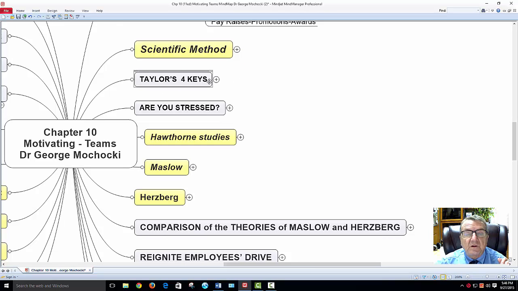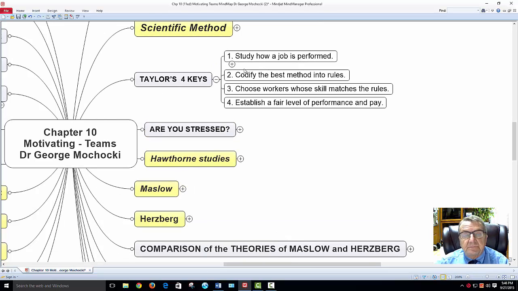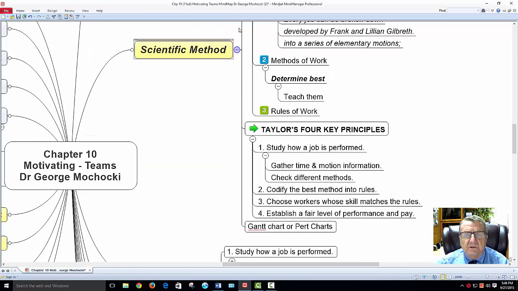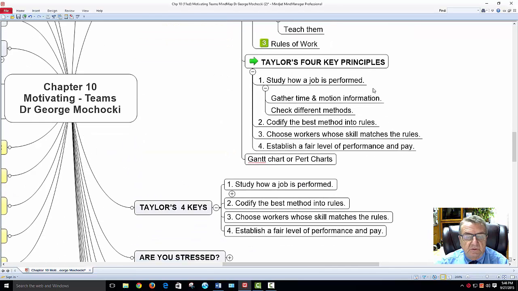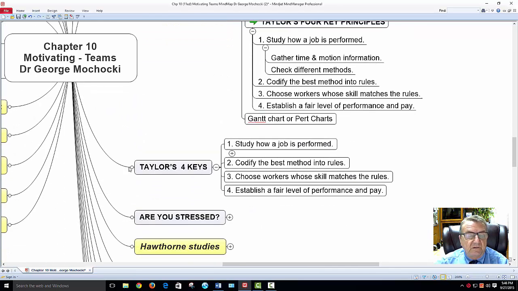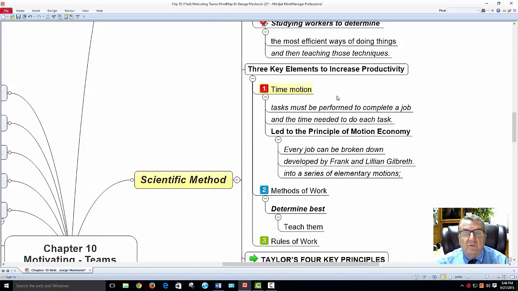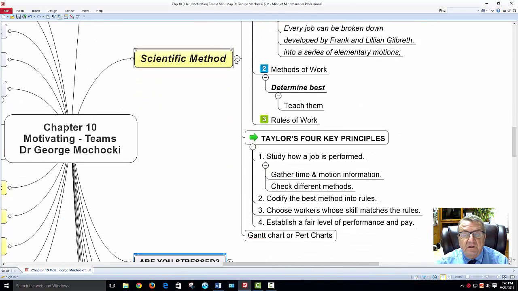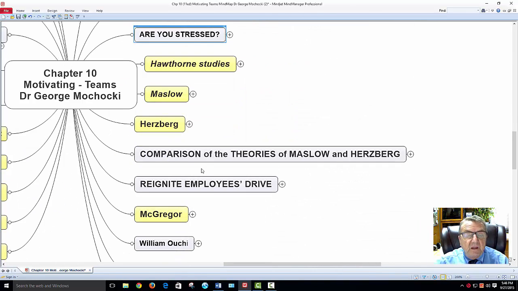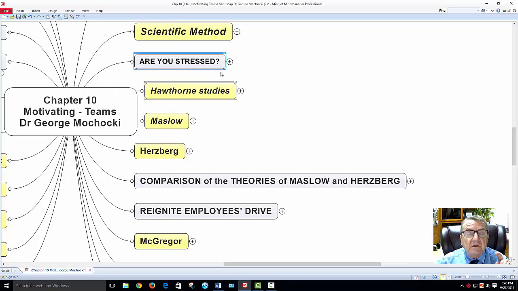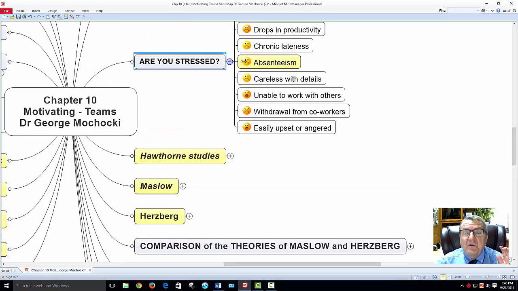Okay, now Taylor's 4 keys to success. Oops, did I do that twice here? Oh, I already had it here. Sorry, you see how I just made my job easier. Just eliminate. Okay, so I just grouped that all together because it makes sense. All right, now, comparison, okay, so now we're going to go, are you stressed? It's just what I'm following the author.